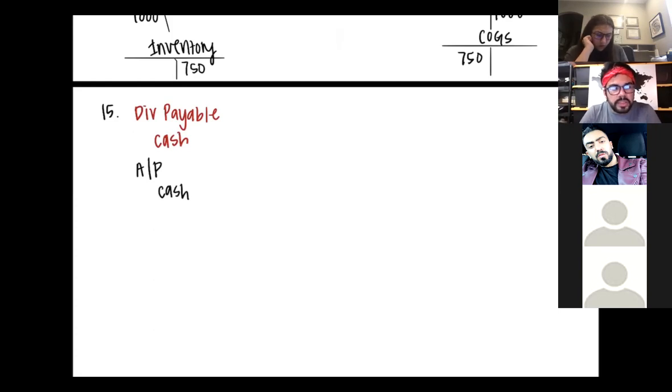Does anyone see any relationship between these two journal entries? They're the same thing, right? So what's the answer? Nothing.